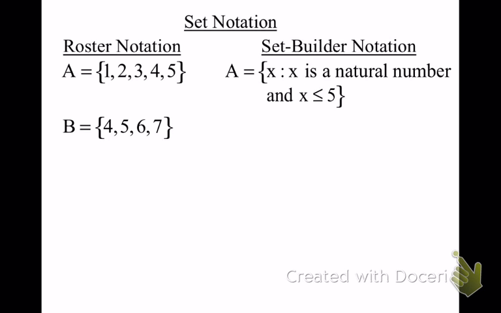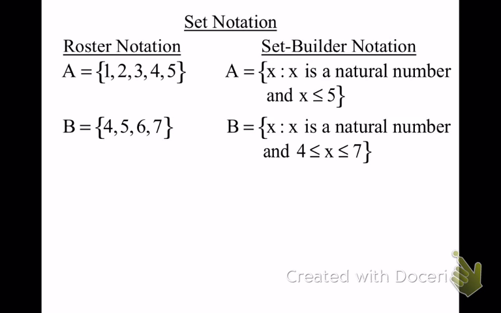In roster notation, 4, 5, 6, 7. For set builder, these numbers are still part of the natural numbers. Only this time, what's my inequality going to look like to describe 4, 5, 6, and 7? 4 is less than or equal to X is less than or equal to 7. Yes. Remember when we did those in-between statements? 4 is less than or equal to X, which is less than or equal to 7.